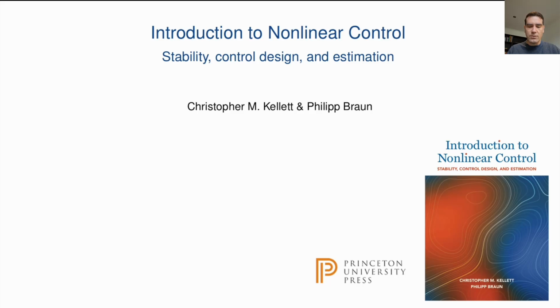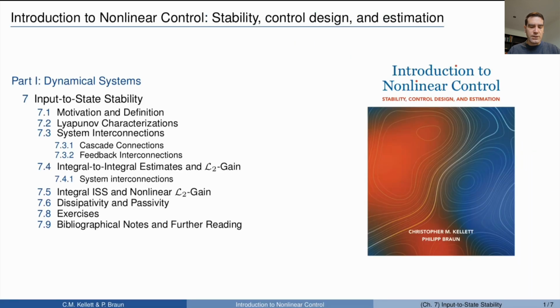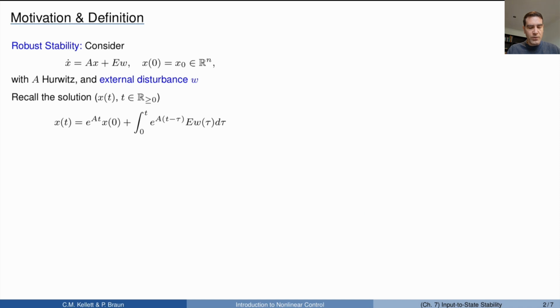This video lecture continues to talk about content contained in the book Introduction to Nonlinear Control. In this video, we are going to talk about input to state stability. Input to state stability is a concept of robust stability for nonlinear dynamical systems. But before we go to a nonlinear system, I quickly motivate the concept through a linear system.